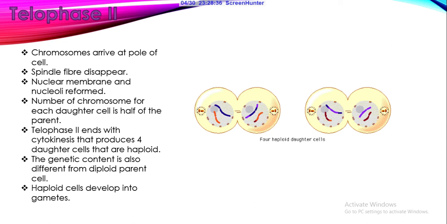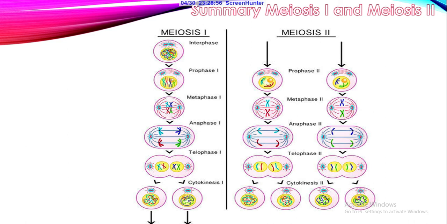So the genetic content is also different because of the crossing over that occurs during meiosis 1, which is in prophase 1. Okay, if you can see, this one is the mixture or the exchange that occurs. So the haploid cells will develop into gametes. Okay, another important thing is that meiosis does not involve fertilization yet. It is only to produce the sperm or the egg for humans and also animals. Okay, but for plants it will occur at the anther and also the ovary of the plant.